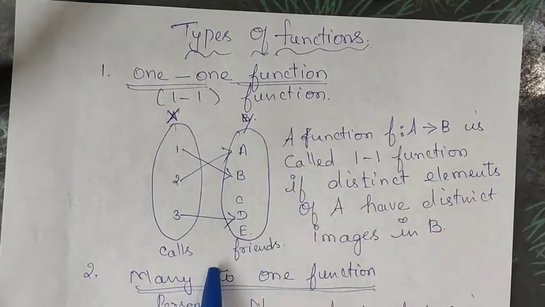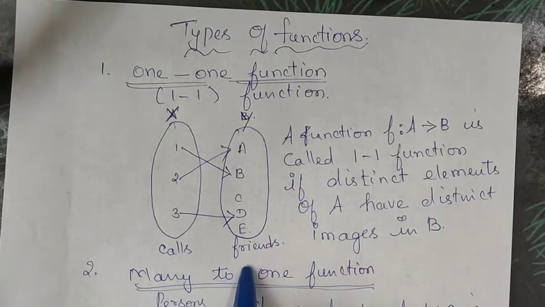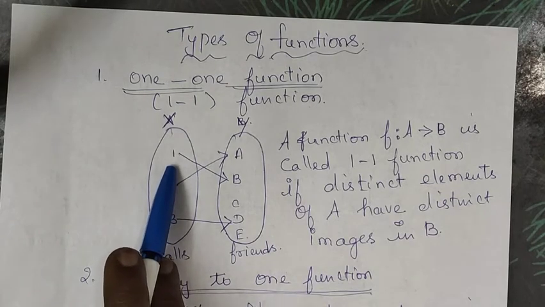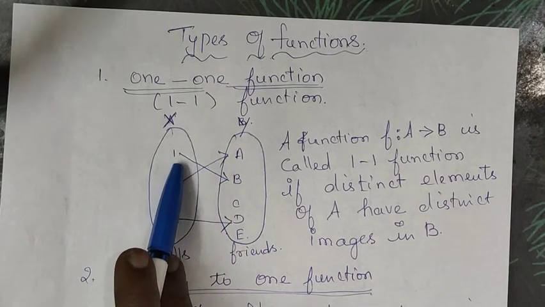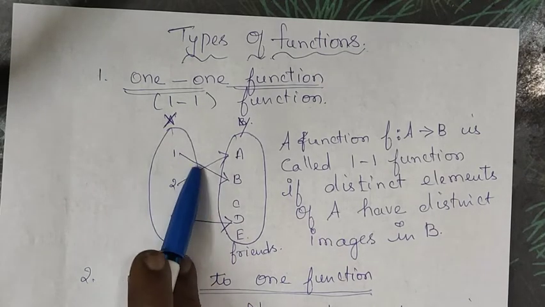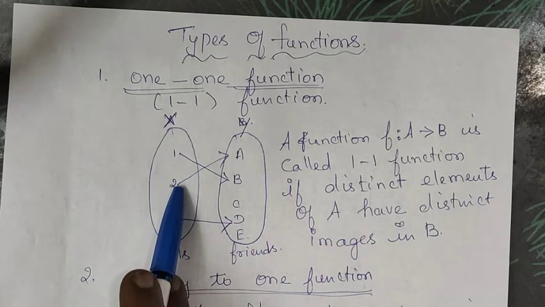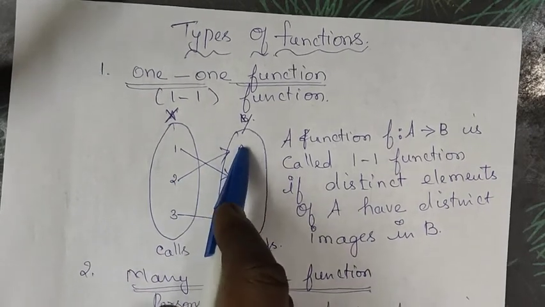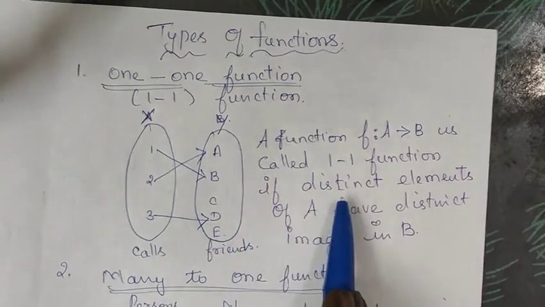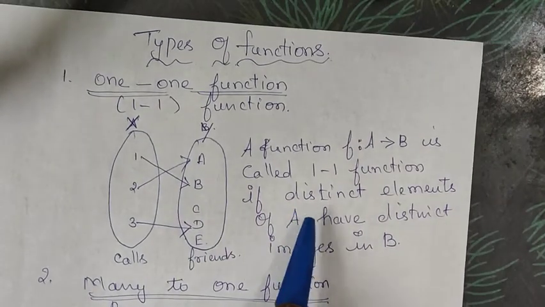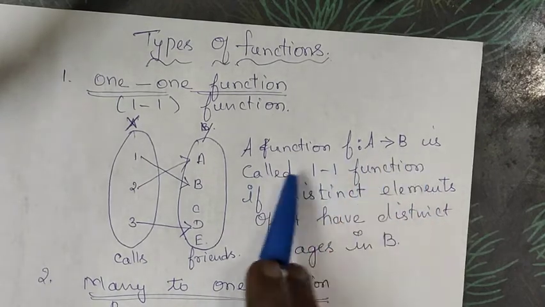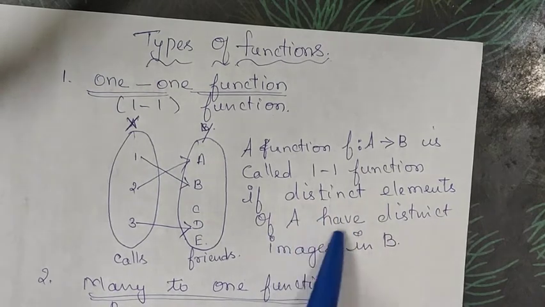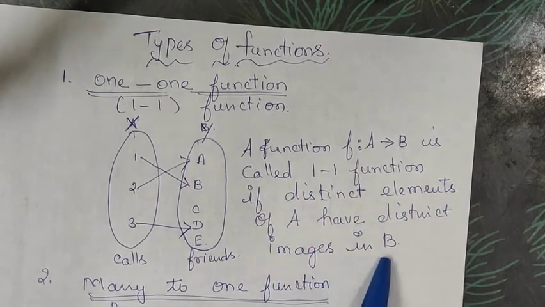For example, in your book it is given as calls and friends, cell phone. Now we can take the first call to a friend b, which means you can make only one call at a time. A second call to a friend means only one call can be made. So that is explained as: a function f from A to B is called a one-to-one function if distinct elements of A have distinct images in B.